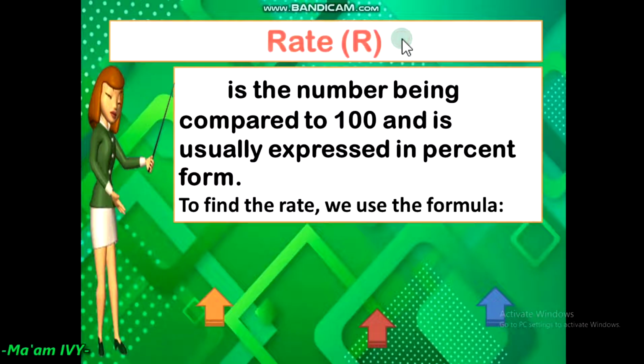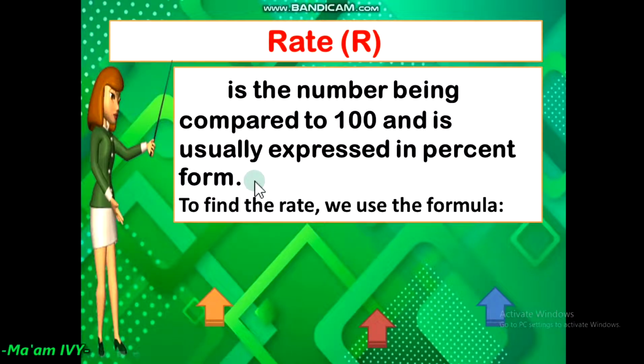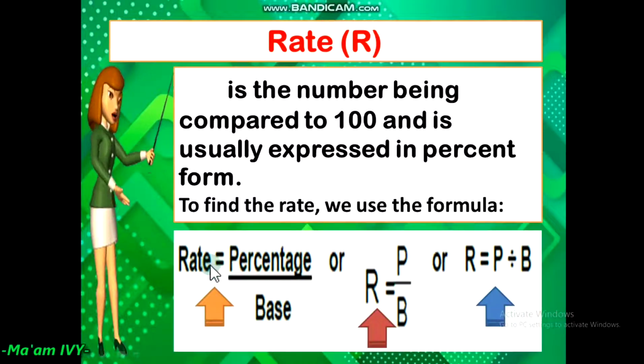We have here the rate. Rate is the number being compared to 100 and is usually expressed in percent form. So to find the rate, we use the formula: rate equals percentage over base. Or we can write it in symbol as R equals P over B, or you can write it horizontally, R equals P divided by B.